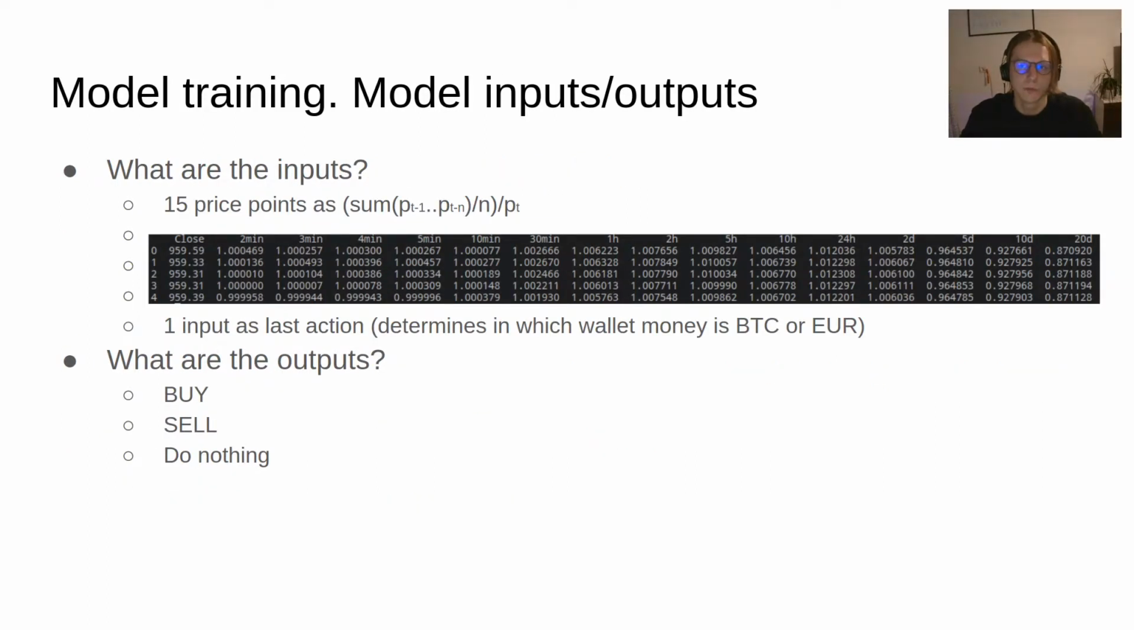So for the inputs and outputs, as I said, I wanted to make the trades based on the historical prices. So I selected 15 price points of historical price, and one input is reserved for the wallet representation, so that the bot would know if the money is in Bitcoin or in euros at any moment. For the outputs, those are quite simple. You need a buy, a sell, or a do nothing action.